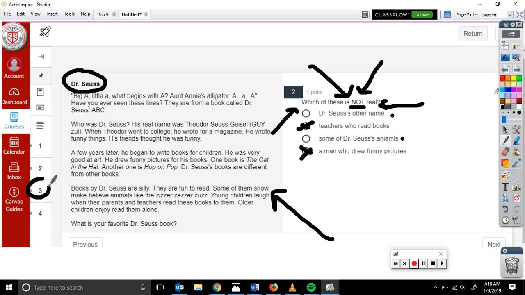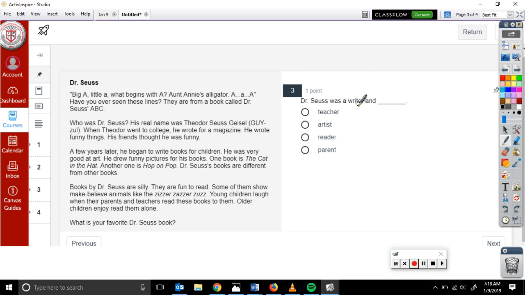I'm going to go over here, press number 3. Dr. Seuss was a writer and blank. Looking over here at the options, I bet when we read this, as soon as we see that he's a writer and a teacher, artist, reader, as soon as we see any of these words, I bet that would be the right answer. I'm looking over here. Can you find any of those words? Teacher, artist, reader, parent? I can find one of those words somewhere in here. All right, I'm going to come over here. Press number 4.